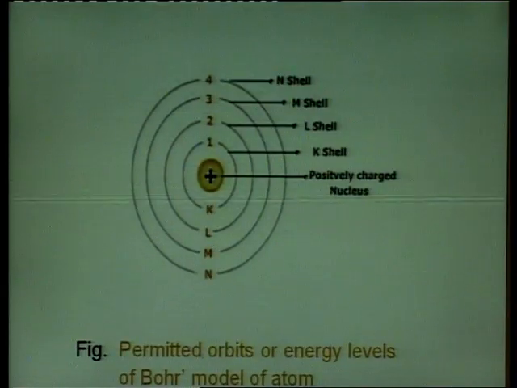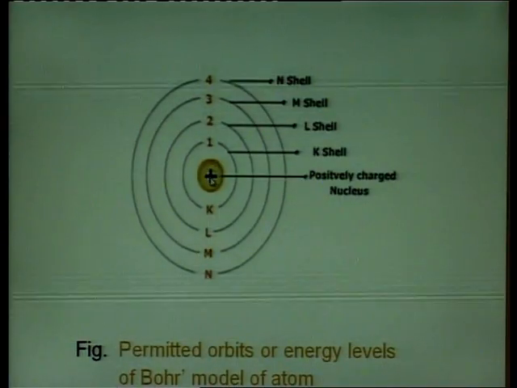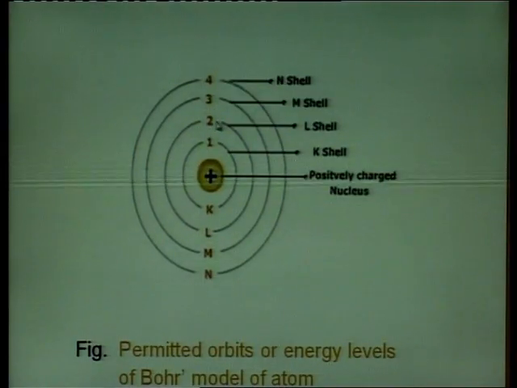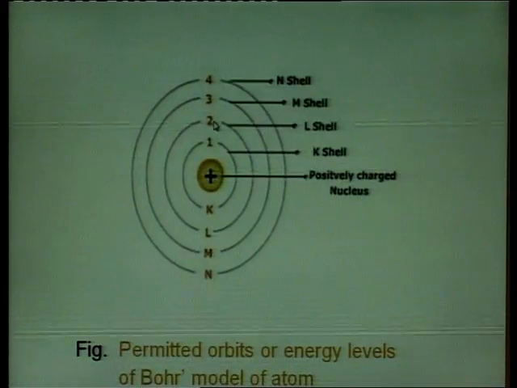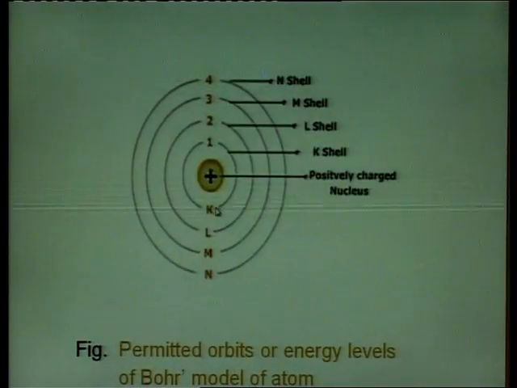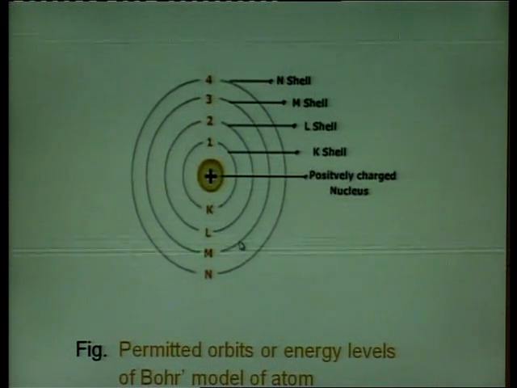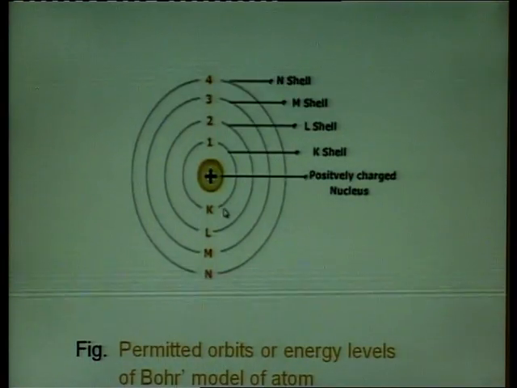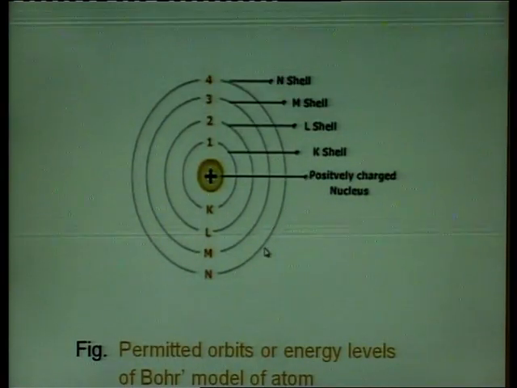Is it clear? So the first postulate is that atom consists of a positively charged nucleus and there are circular orbits around the nucleus, fixed circular paths in which the electron revolves, and these are numbered as 1, 2, 3 and 4 from inside to outside, or K, L, M, N from inside to outside. These energy levels are called lower and this is a higher one, still higher one and so on. So the energy levels or orbits closer to the nucleus are the lower orbits and these are the higher orbits.